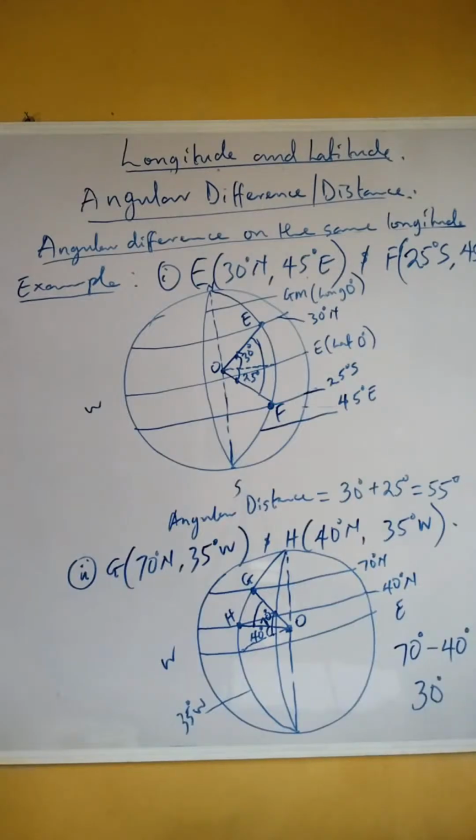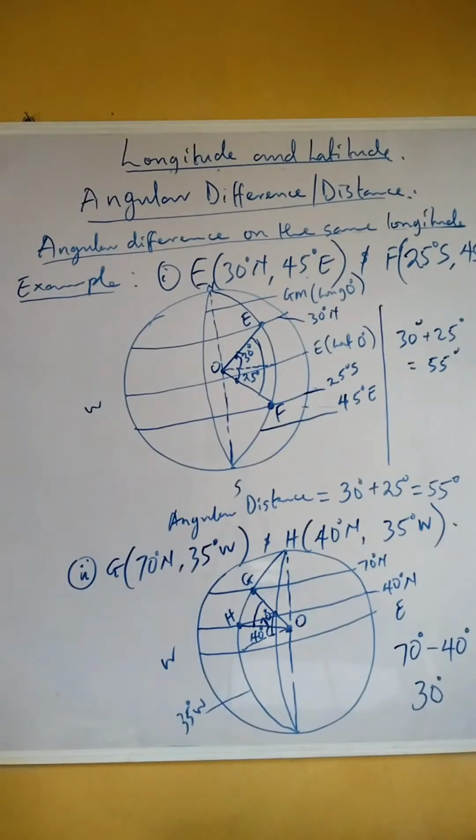So you notice something here. For the first one, what we did is that we added, that is, we said this is 30 plus 25, right? And we got 55 degrees. That's the difference. And here we notice that we subtracted. That's 70 degrees minus 40 degrees. That gives us 30 degrees. Now, how are we going to? Because sometimes we don't need to show all this working.